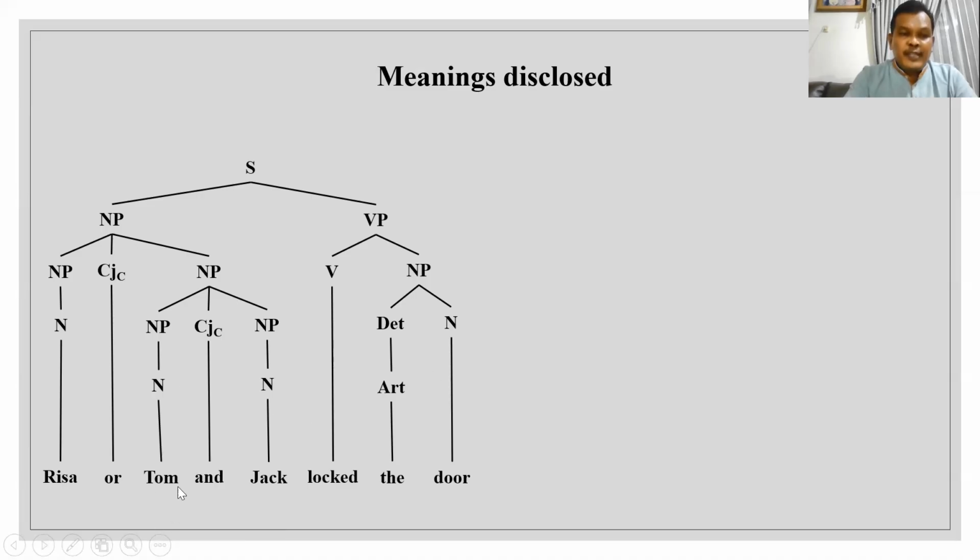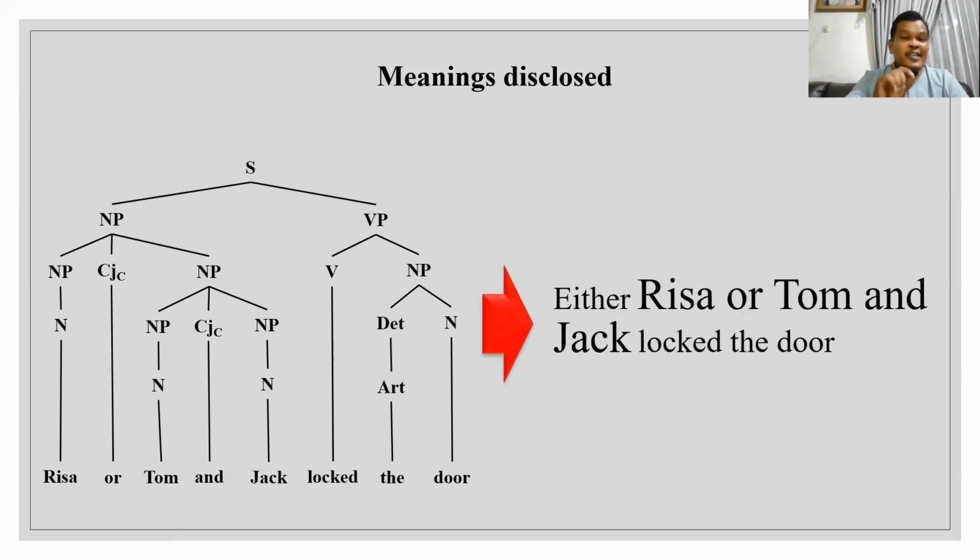So the meaning here is that Lisa only, or Tom and Jack. It means that the door may be locked by only one person or two persons. In other words, the meaning of this sentence shown by this diagram is either Lisa or Tom and Jack lock the door. That is the meaning revealed through this diagram.